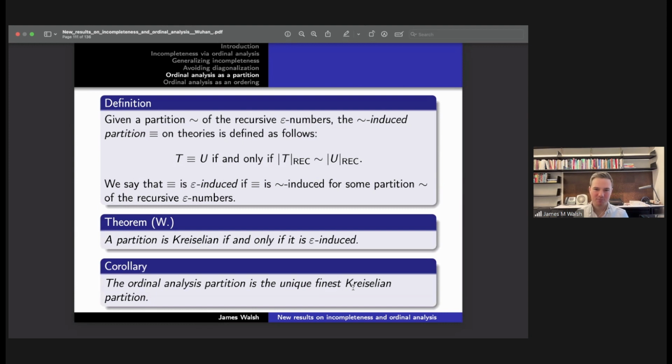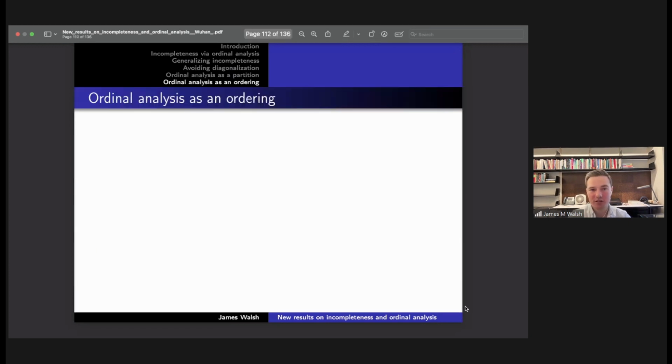Because it is exactly the identity induced partition on theories. So if you combine this result with the results from the previous slide, that the ordinal analysis partition, which is to say the partition that identifies theories with the same proof theoretic ordinal, is maximally fine, you get the corollary that the ordinal analysis partition is the unique finest Kreiselian partition. Okay, so that's a kind of abstract characterization of ordinal analysis as a partition on theories.